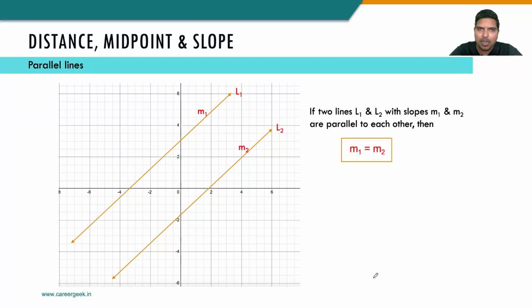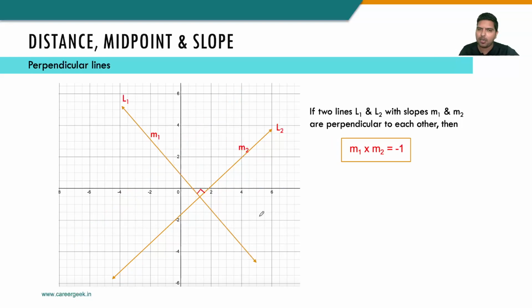Then comes parallel lines. What are parallel lines? Parallel lines are the lines which can never intersect. It's like two rail tracks. They travel parallel, right? So for two lines, let's say L1 and L2, to be parallel with slopes m1 and m2, the slopes are always equal.